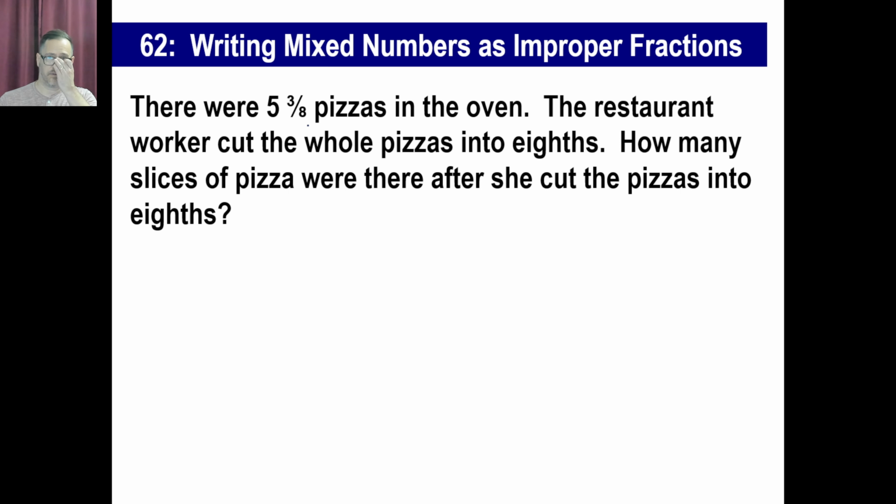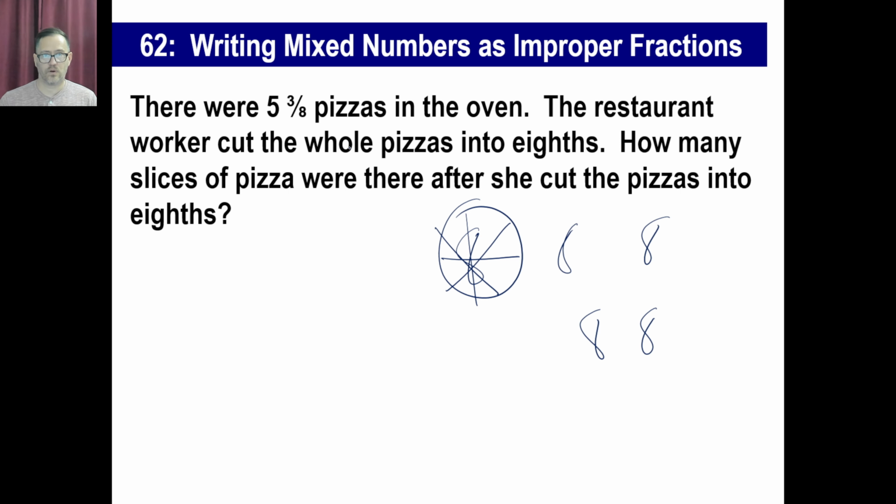You're working at a pizzeria, okay? There are 5 3/8 pizzas in the oven. If you cut a pizza into 8 pieces, how many slices are you going to have? Well, one pizza cut into 8s, there's 8, right? But you got 5 pizzas, so it's going to be 8, 8, 8, 8, and 8. And then there's 3/8 more of a pizza, so there's going to be 3 more pieces. So that's 8 times 5 plus 3, which is 43, right?